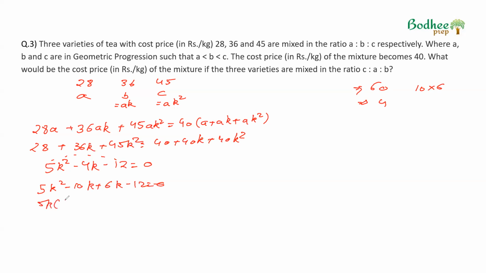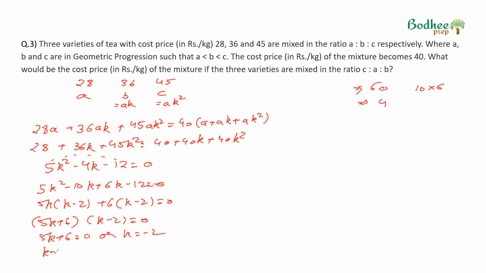So 5K common into K minus 2 plus 6 into K minus 2 is equal to 0. So 5K plus 6 into K minus 2 is equal to 0. Which means either 5K plus 6 is 0 or K minus 2 is 0. From here we'll get K is equal to minus 6 by 5. That should not happen because we cannot have negative weight. Or K minus 2 is equal to 0, so from here we'll get K is equal to 2.